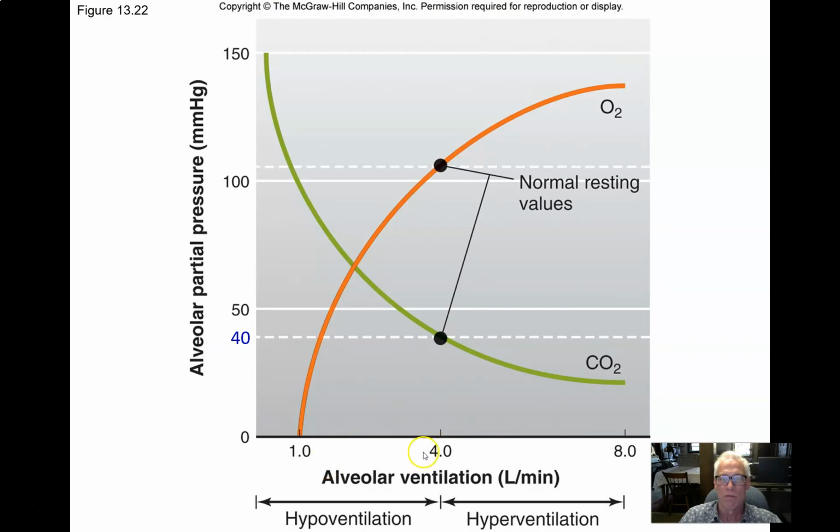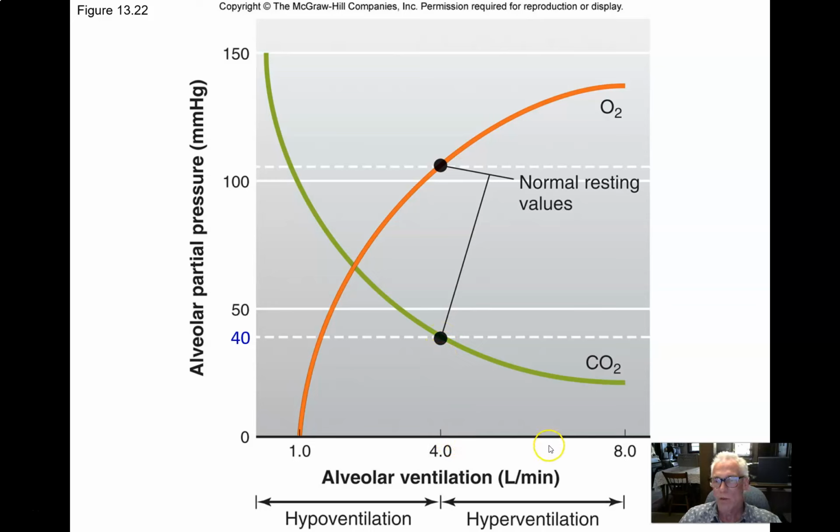to PO2. Here's our normal ventilation rate, where these two black dots are. Right? Ventilation is on the x-axis. So 4 liters per minute is our average ventilation. That is the condition where we saw 104, 105 millimeters of mercury partial pressure of oxygen in the alveolus, 40 millimeters of mercury CO2 partial pressure in the alveolus. But if we were to increase the ventilation rate, let's see what would happen.